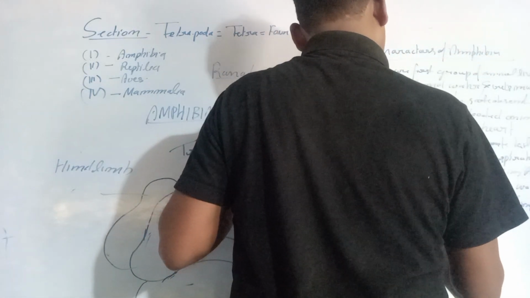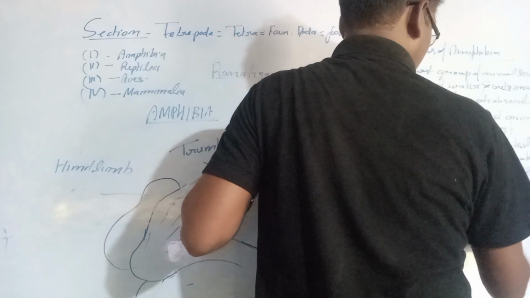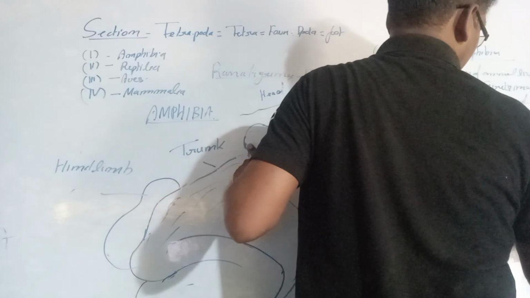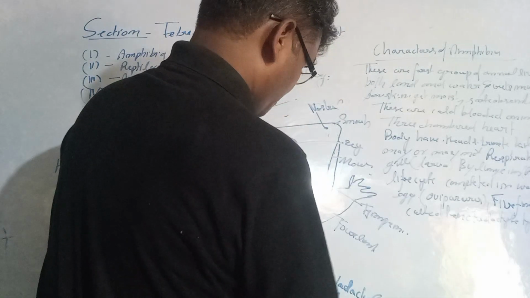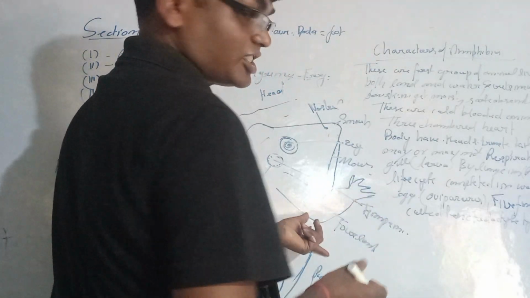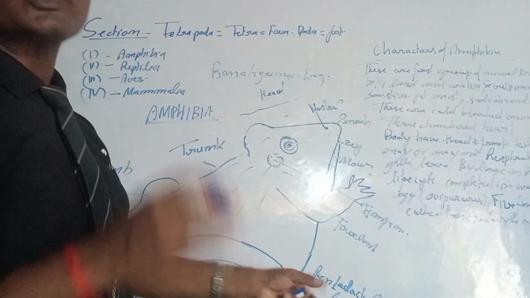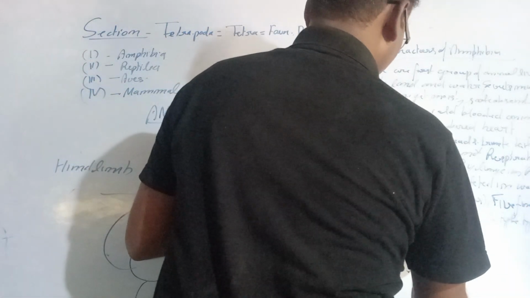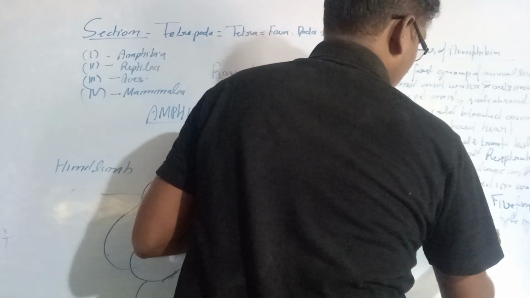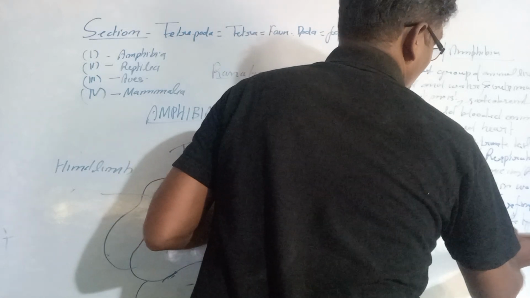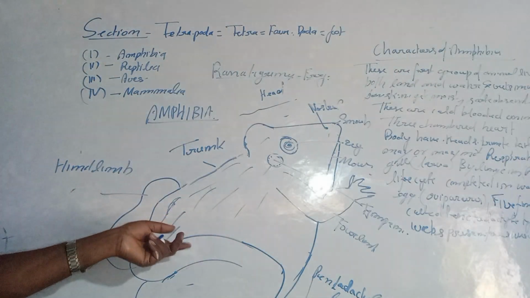The back limbs have five fingers, called the pentadactyl type. Here are the five fingers, and I think in the forelimbs we will see only four fingers. So a pentadactyl type of finger is available. The legs and fingers have webs present for swimming, and also for moving from one place to another.